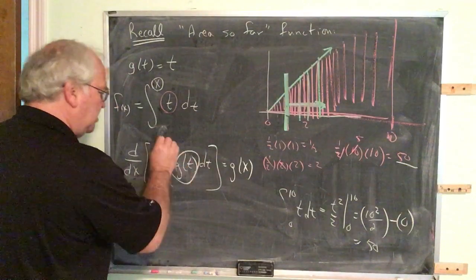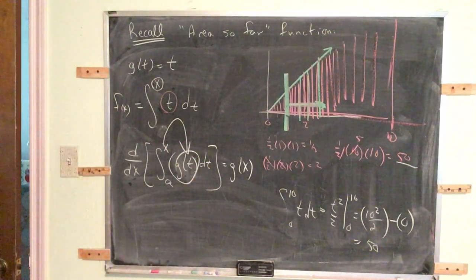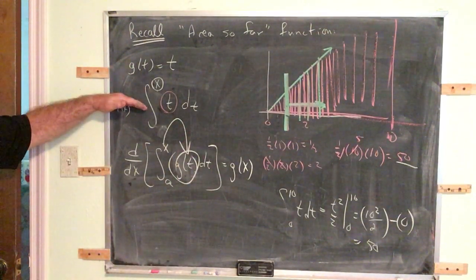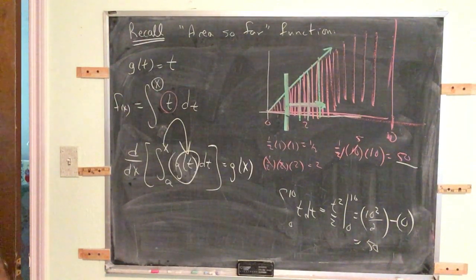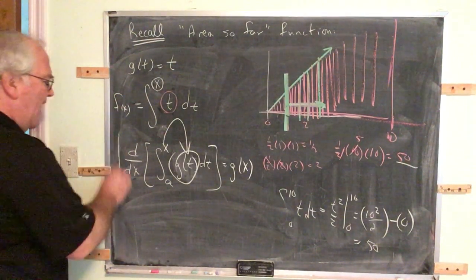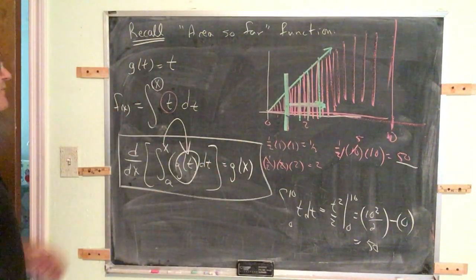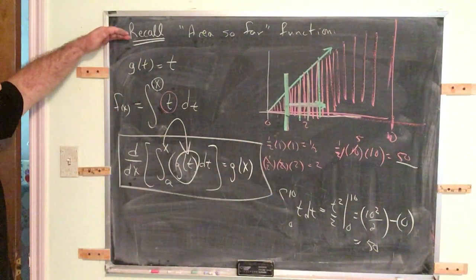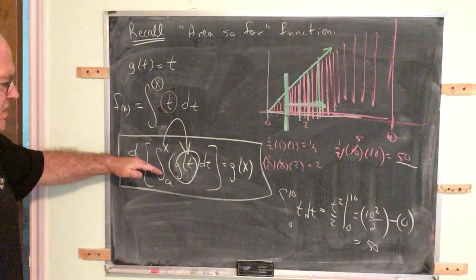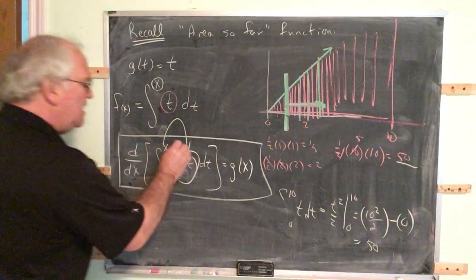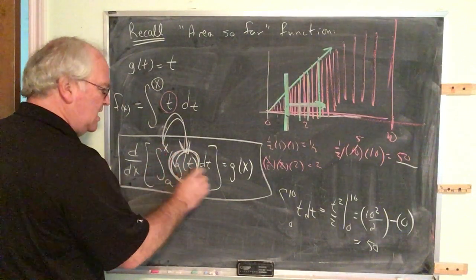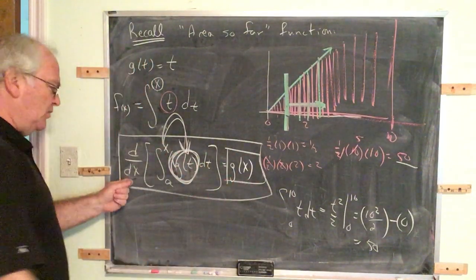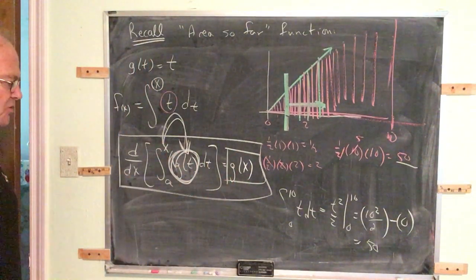It is this function evaluated at the upper limit. What is the derivative of this function? The derivative of this function is x. That's what that is. So that's this piece from the fundamental theorem. The derivative of an area so far function is: take this function, substitute x in for t. That is the derivative of this area so far function.